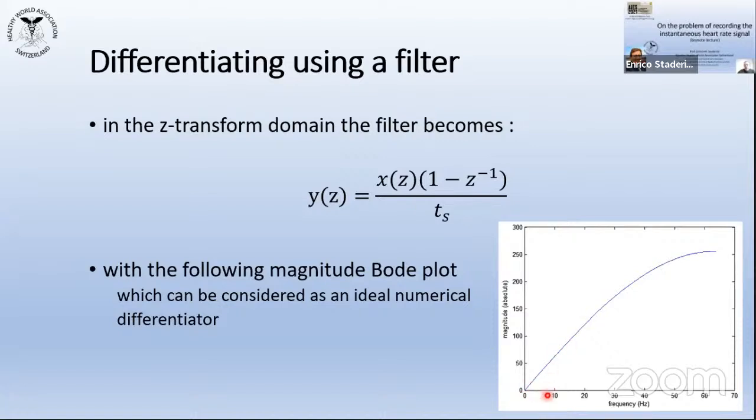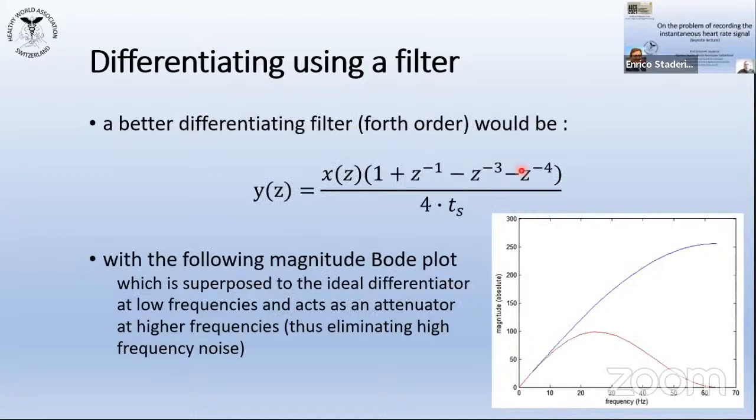As the frequency gets higher, the derivative gets higher, because the higher the difference, the higher the derivative. Okay, so this is completely normal. But the problem is that we also have a very high magnitude for high frequencies, for noise. So to avoid this, we should consider another differentiating filter, for example, a fourth order filter like this one.